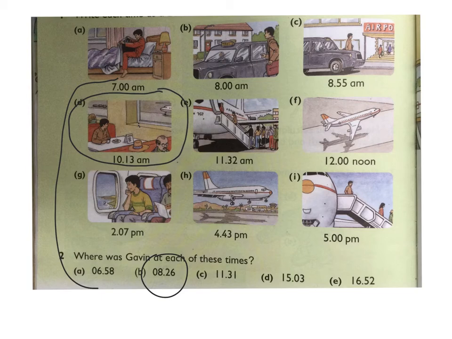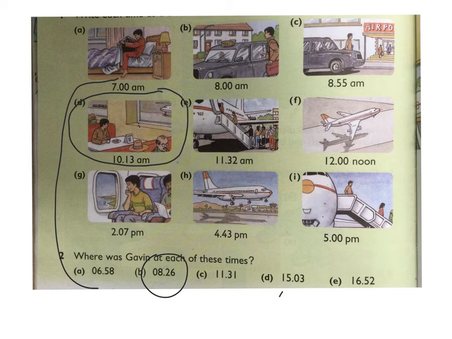So the next one is 15:03, so that's an afternoon time. So you can see at 2:07, which is 14:07 in 24 hour, he is actually on the plane. And at 14:43 the plane is landing. So 15:03 is in between these two times. So where was he at that time? He was on the plane.